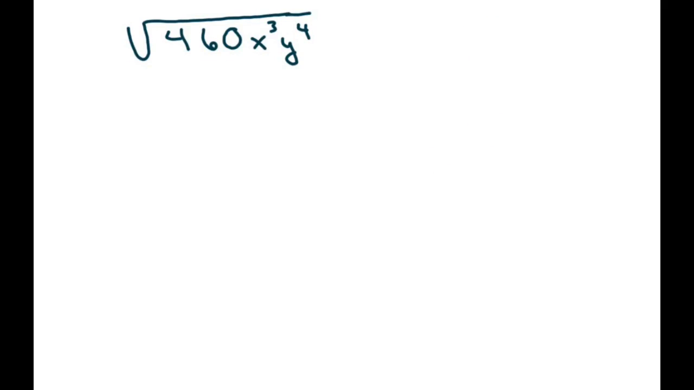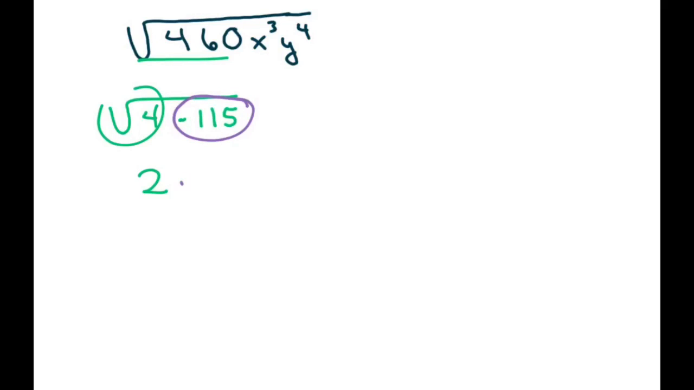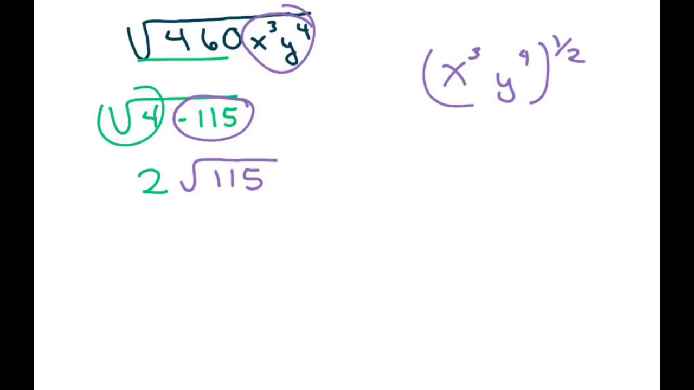Okay, the next one is this one. Now I'm going to go ahead and break this up. So the square root of 60 can be written as 4 times 15. And that means you can take the square root of 4, which is just 2, and we're left with the square root of 15 in the radical. Now let's take care of our variables. This is going to be x cubed y to the 4th. And then I'm going to write this radical as a rational exponent, so this is x to the 3/2 y to the 4/2.